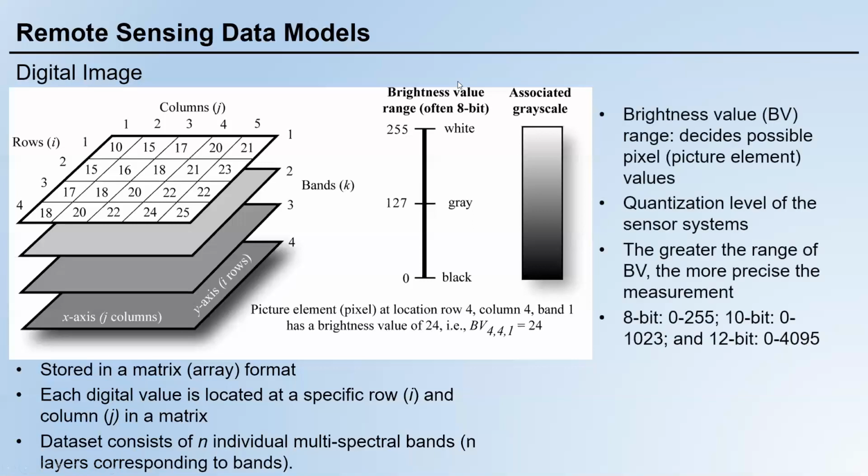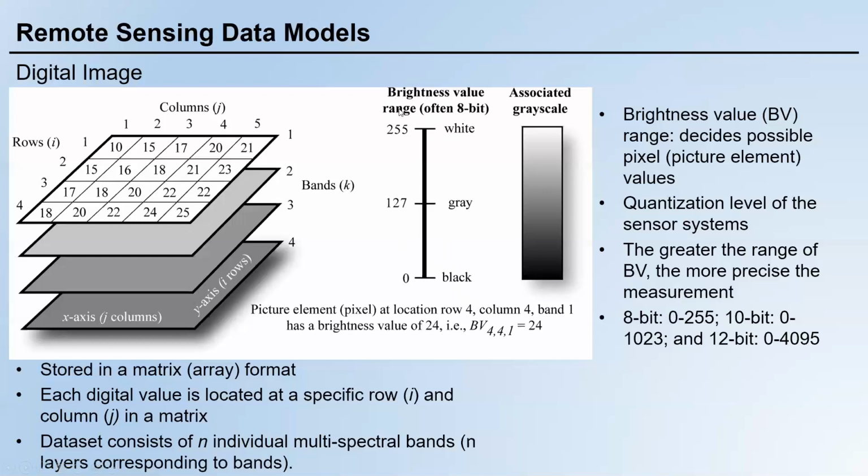Okay, let's continue. Except DN, we also have something called BV. It's called brightness value range. It decides possible pixel values. It's a quantization level of the sensor systems. What does it mean? You can consider this as the sensitivity of the sensor. The greater the range of BV, the more precise the measurement.